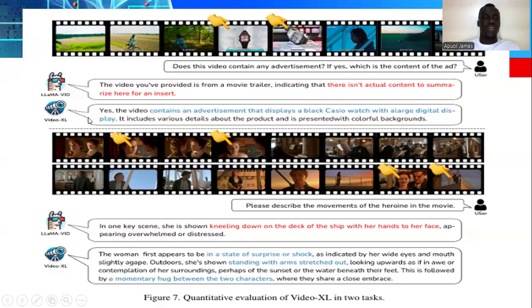When we come to VideoXL, it tells us, yes, this video contains an advertisement that displays a black product with a light digital display. It includes various details about the product, and it is presented with colorful backgrounds, as we can see. So literally, this is telling us that VideoXL is very accurate in identifying and compressing. It is going to maintain the visual information, and it will compress that video for us.